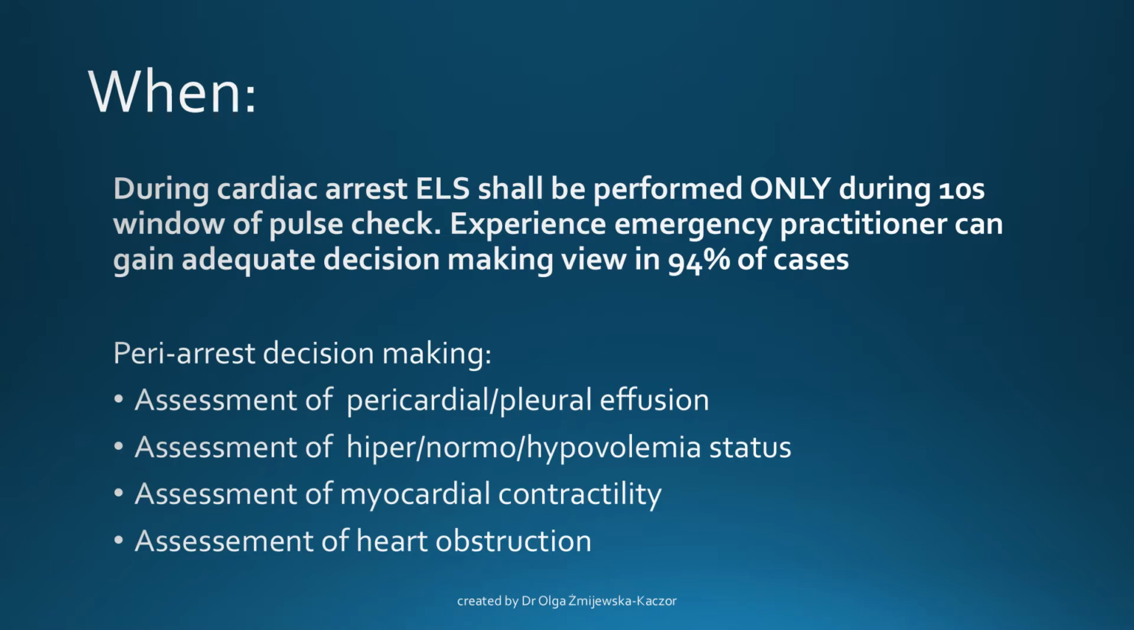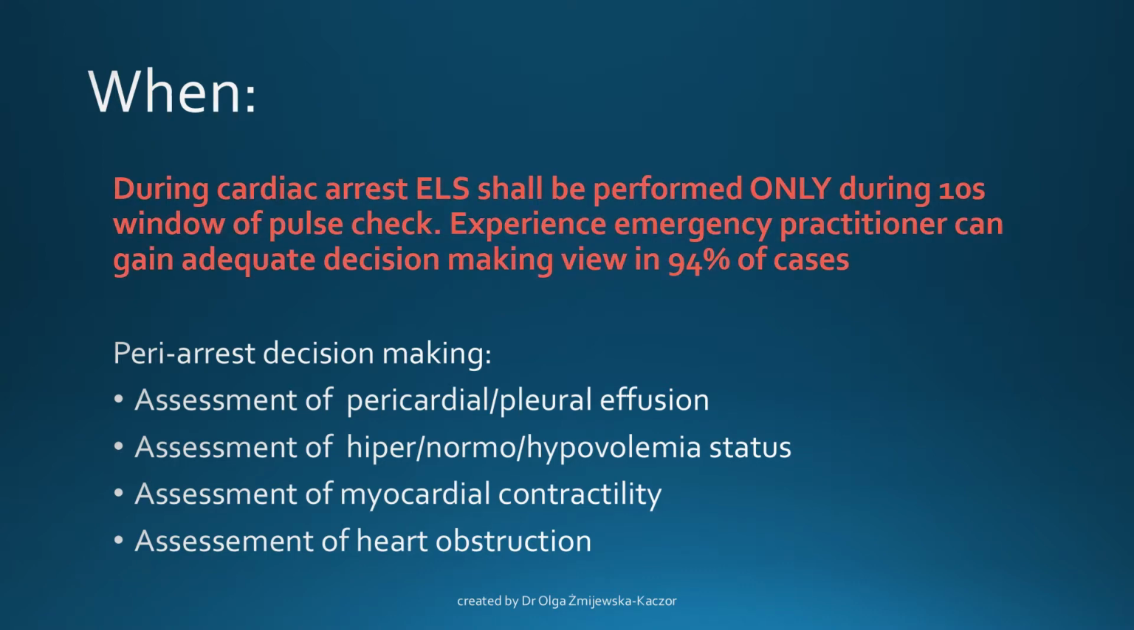And if you're thinking about a patient that deteriorates, that you're afraid will have a cardiac arrest, so peri-arrest decision-making, you can see if your patient has a pericardial or pleural effusion. You can assess their volemia status, so looking at the IVC, you can see if they're normovolemic or hypovolemic. You can assess the myocardial contractility. And also you can see if there is a right heart obstruction, including PE.